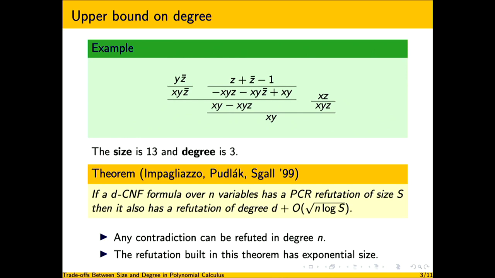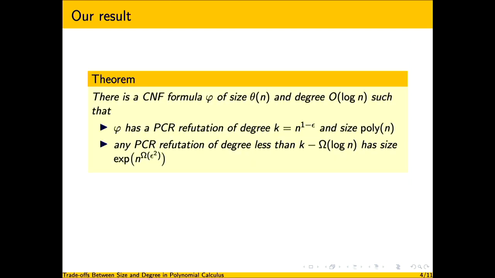But the way this theorem goes, it starts with a refutation pi, and it builds a refutation pi prime, which has this low degree, but it may be extremely large. It may be exponential in size. So a natural question is, is that necessary? Similar theorems have been shown in other proof systems, and it's shown to be necessary. But here, in the PCR proof system, we show, yes, it is also necessary.